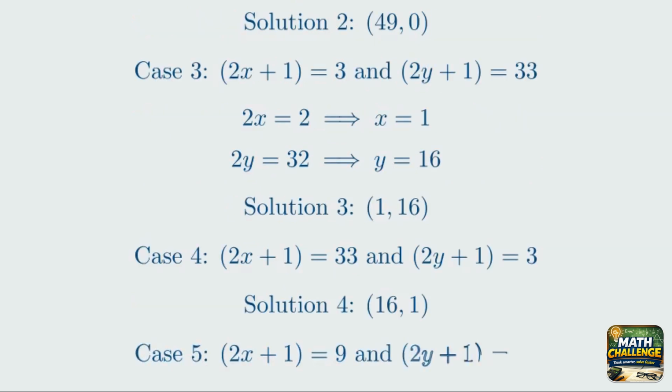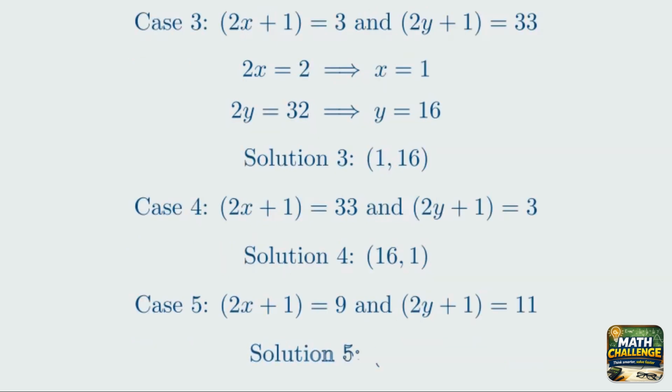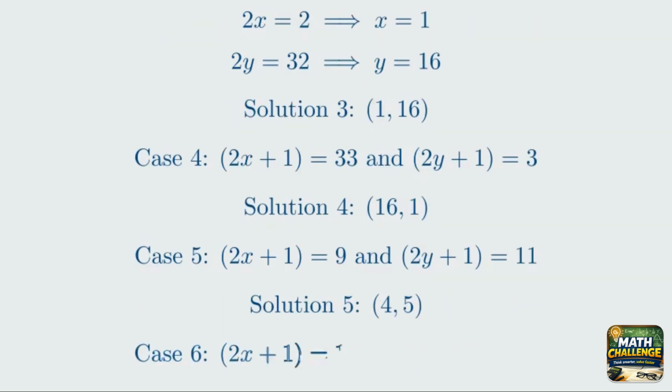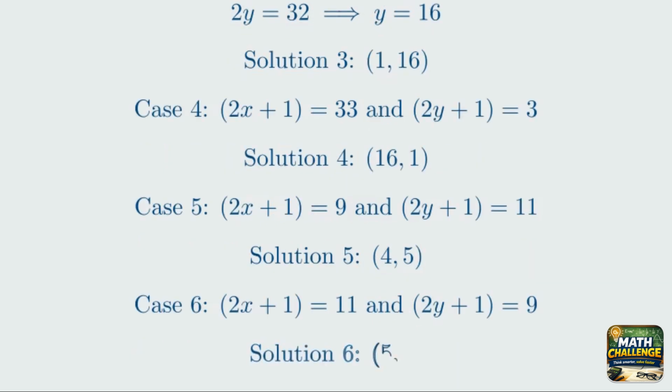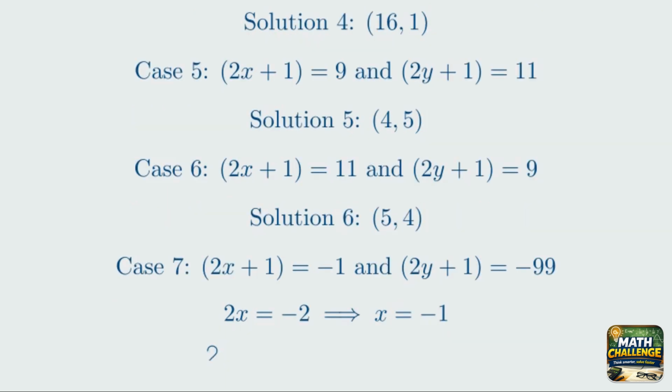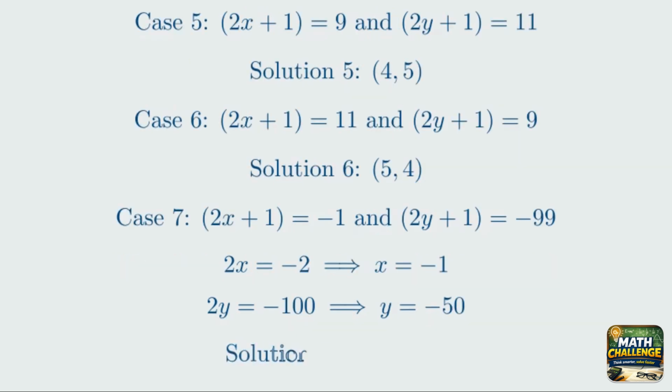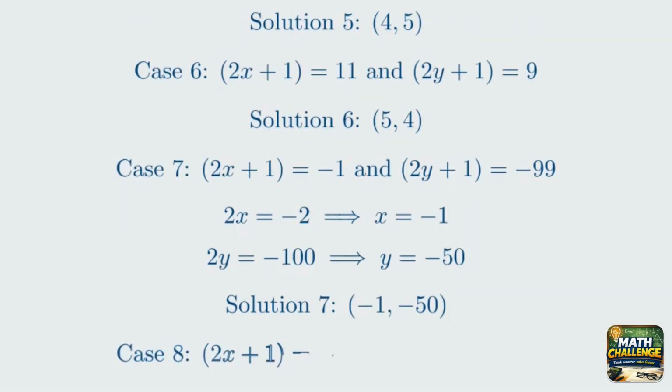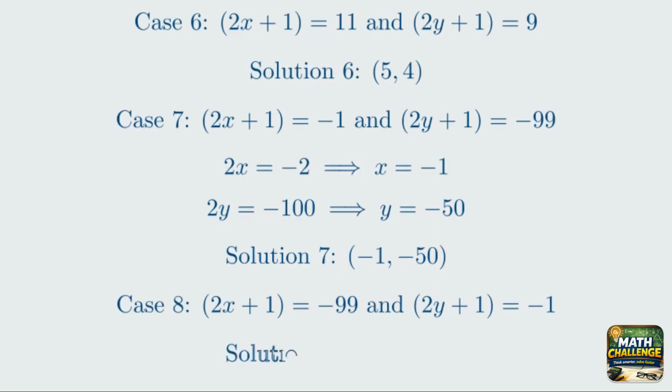And our next pair, 9, 11, yields the solution 4, 5. Again, the reverse, 11, 9, gives us 5, 4. Now for the negative pairs. Let's try -1, -99. 2x plus 1 equals -1, so 2x is -2, meaning x is -1. 2y plus 1 equals -99, so 2y is -100, meaning y is -50. Our solution is -1, -50. And the reverse, -99, -1, gives us the solution -50, -1.